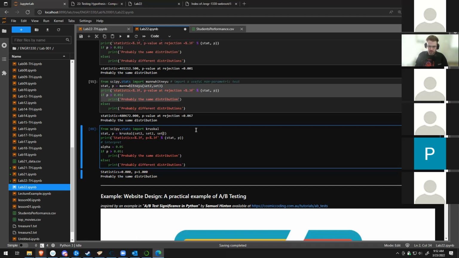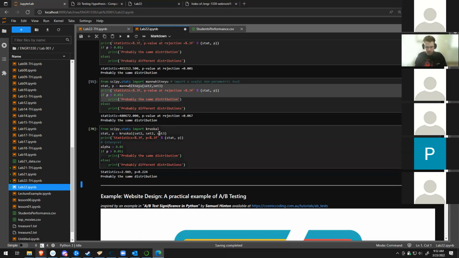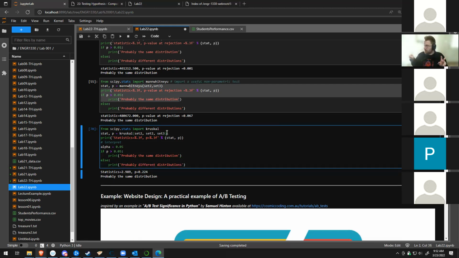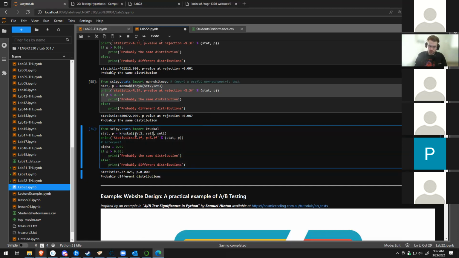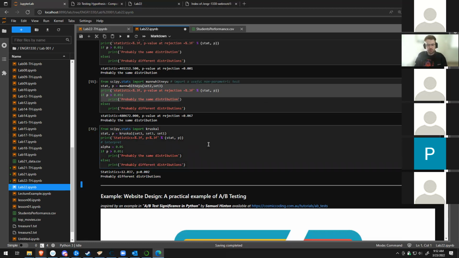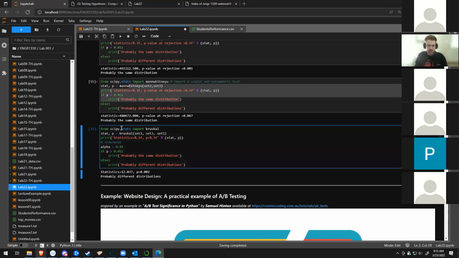Okay, well, let's change one of these to set 3. This will be the same if set 2 and set 3 are the same. It will be different if set 2 and set 3 are different. Okay, so I know set 2 and set 3 are the same. All right, let's check set 1 and set 2. Okay, these are different. Let's check set 1 and set 3. These are different. So I now know that set 1 is different from both set 3 and set 2. And I only used the Kruskal test. I didn't have to use the Mann-Whitney.